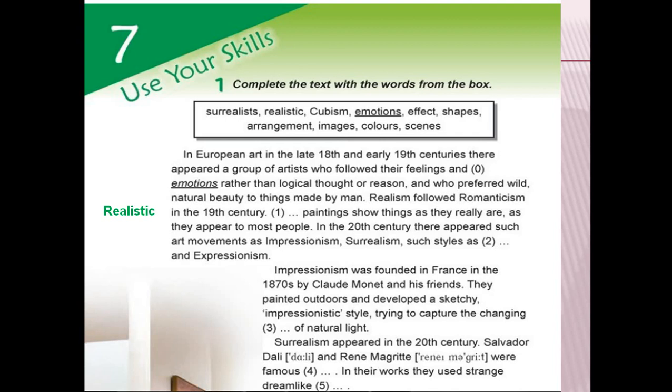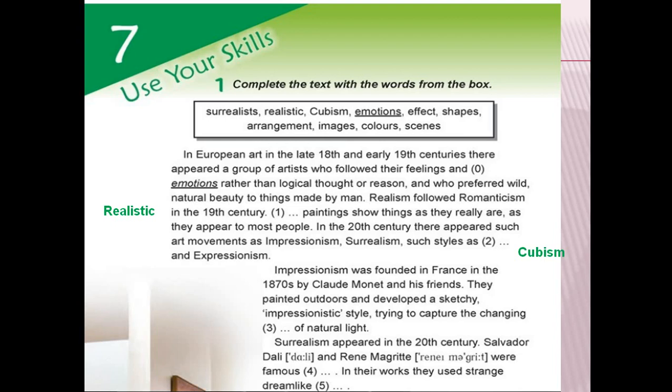In the 20th century, there appeared such art movements as Impressionism, Surrealism, such styles as and Expressionism. Here it is known that the missing word is some style of art movement. What style? Of course, Cubism.